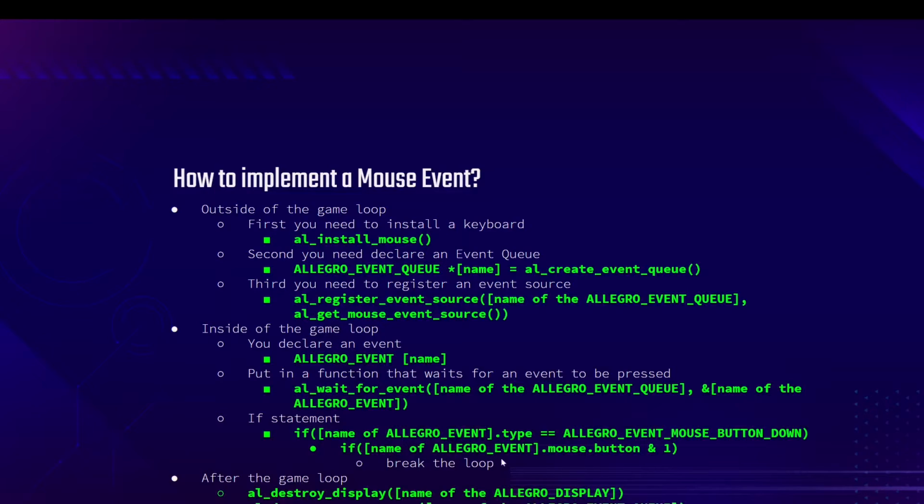You put if event name dot mouse dot button ampersand 1, and what the 1 means is left click. If you want to implement right click in the if statement, you put the number 2. Middle click is 3. Once you do that, you tell the program to break the loop inside the if statement, and after the game loop, it's self-explanatory, just like the last tutorial. You just need to free up the display and the event queue. Alright, without further ado, let's get right to the demonstration.